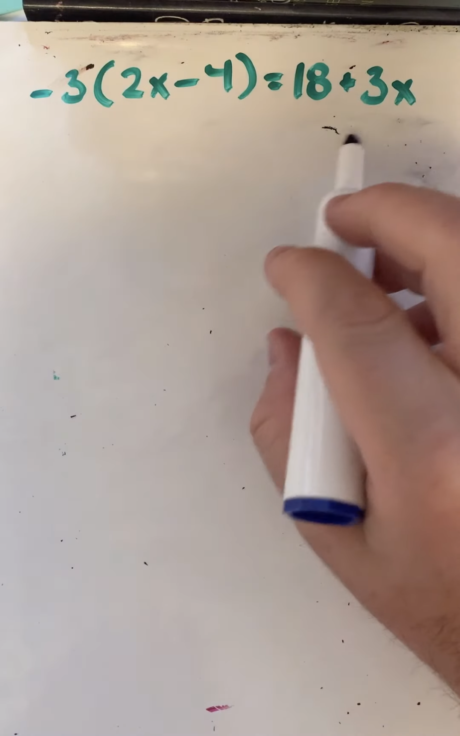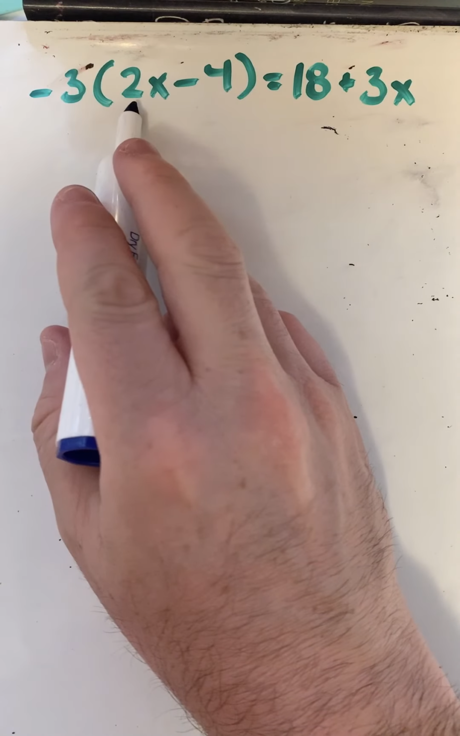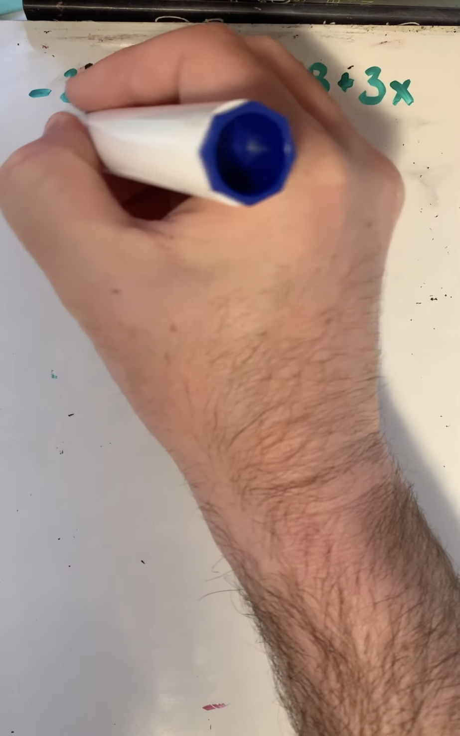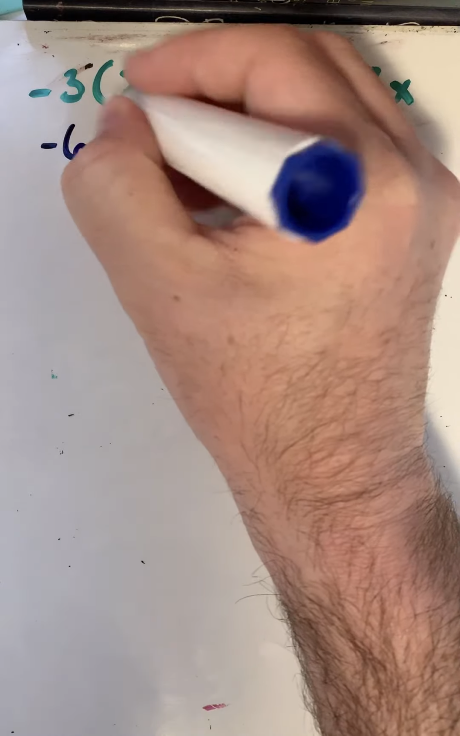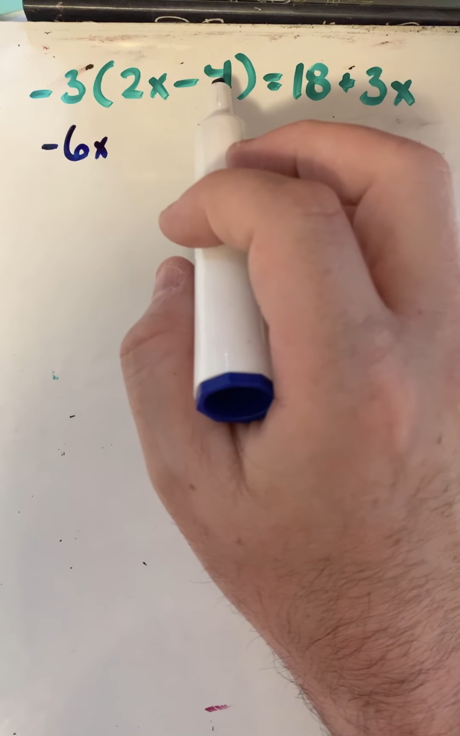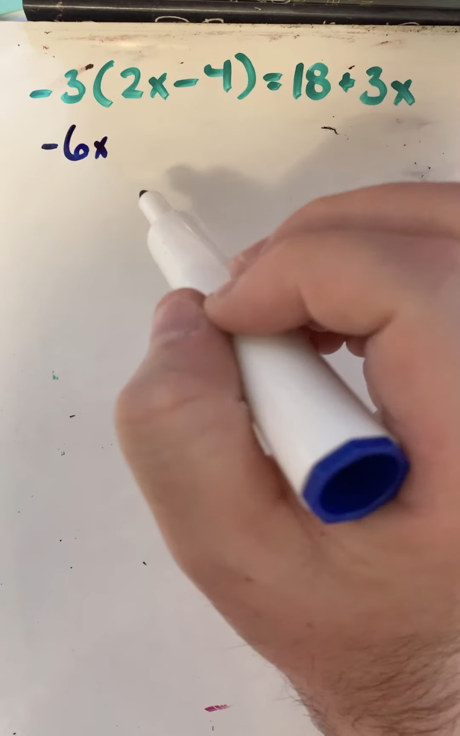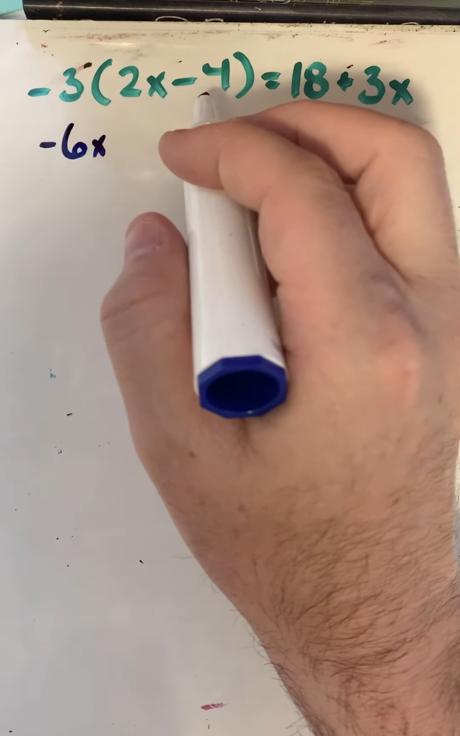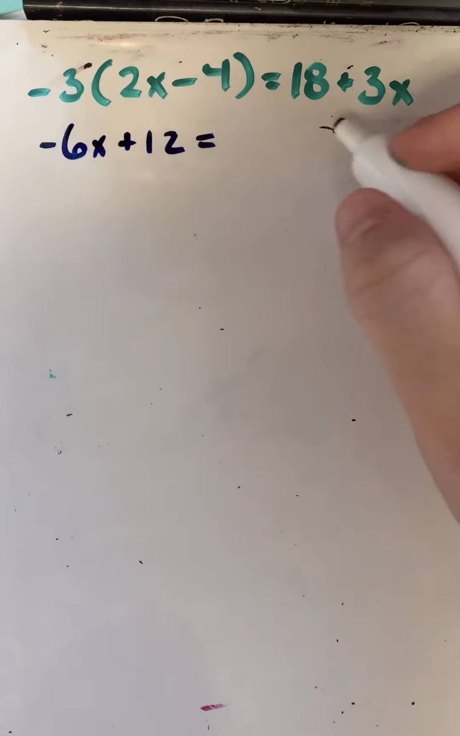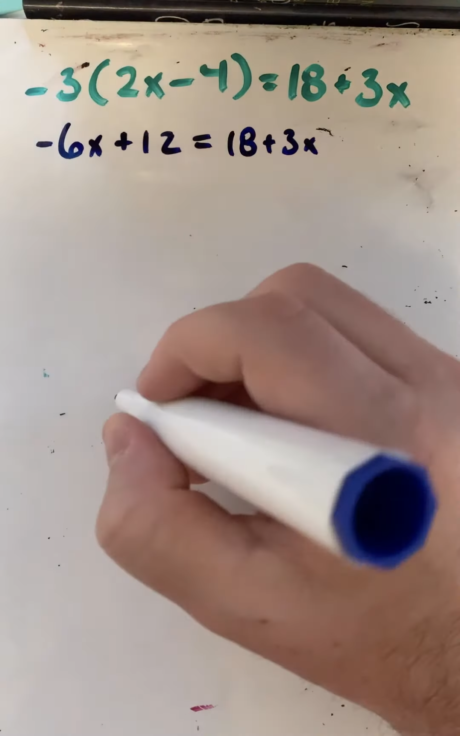We noticed that we have variables on both sides. So first we have to expand this. Negative 3 times 2x gives us negative 6x. Negative 3 times negative 4: a negative times a negative always makes a positive, at least in integers. So negative 3 times negative 4 gives us positive 12 equals 18 plus 3x.